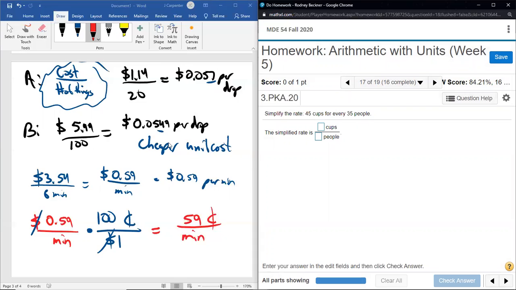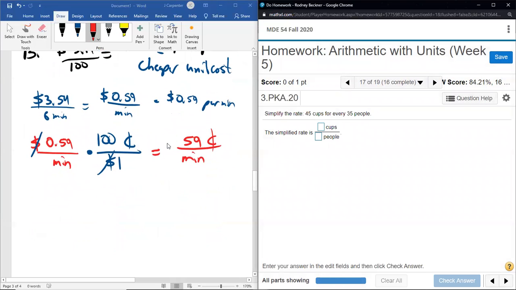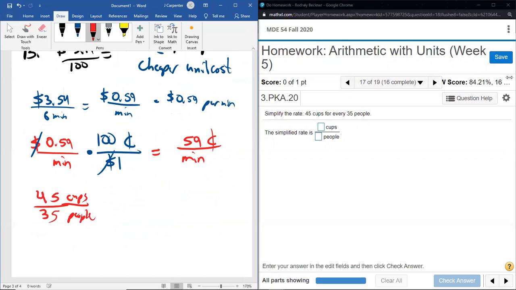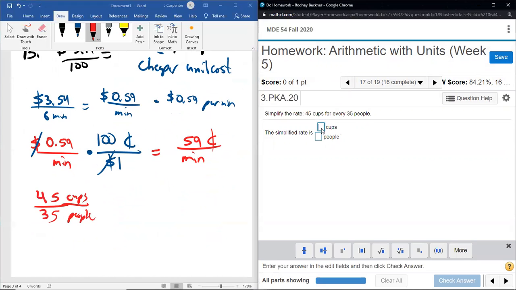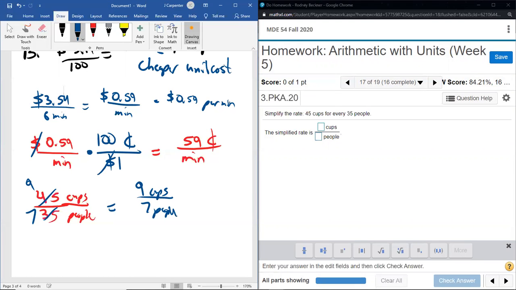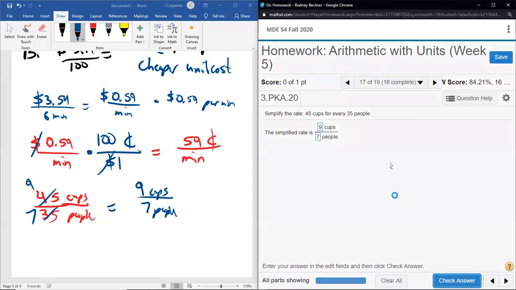All right, simplify the rate, 45 cups for every 35 people. This is back to not doing the division. So 45 over 35, right? No, write your units, cups for people. I don't remember there being so many cups per people problems in this. 45 and 35, 5 will go into both of those, 9 and 7 times respectively. So it's 9 cups for 7 people. Check. Good.